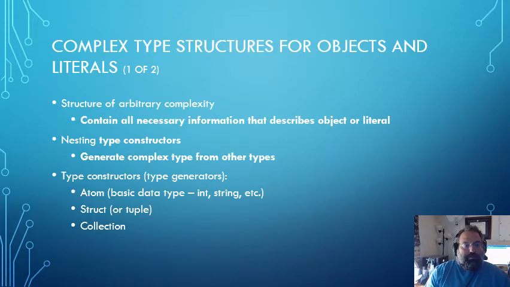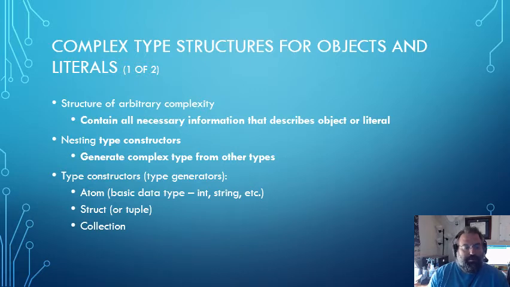The complex type structures for objects and literals. The structure is of arbitrary complexity. It contains all the necessary information that describes objects or literals. Nesting type constructs generate complex types from other types: type constructors, type generators.